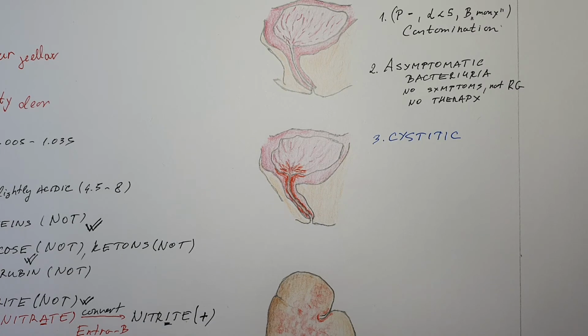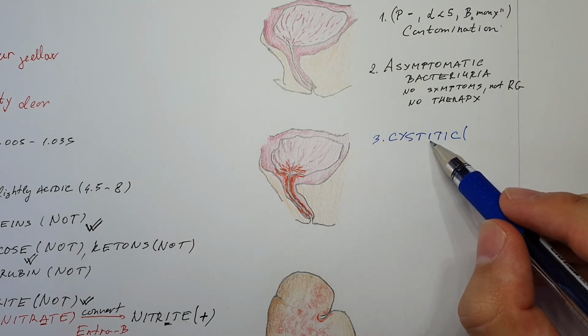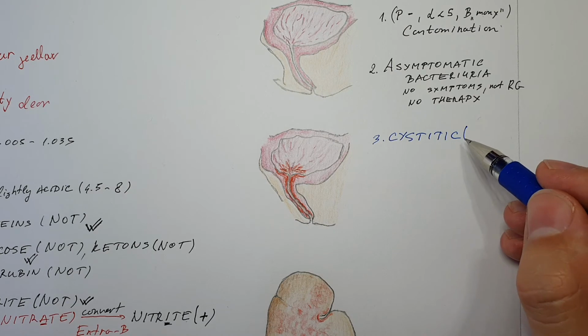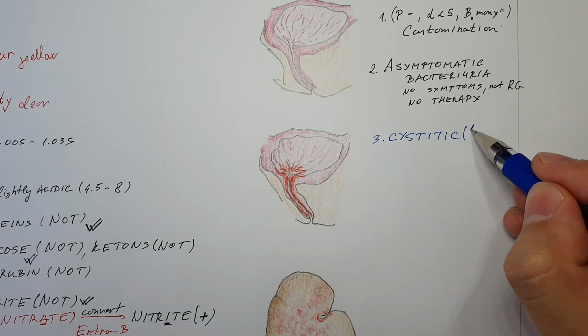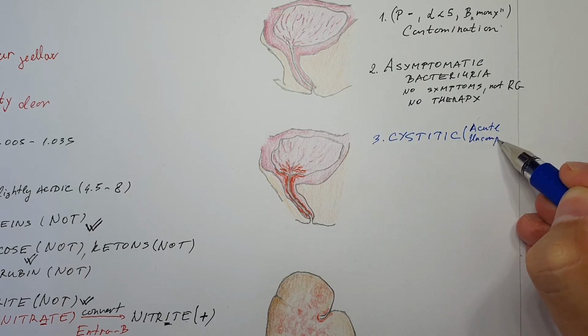It is mostly caused by Escherichia coli, or E. coli, and it is mostly happening in women because of their anatomical predispositions. And if it is happening in young patients, in patients that are in their reproductive years, and that have no comorbidities, it is actually an acute, uncomplicated infection.